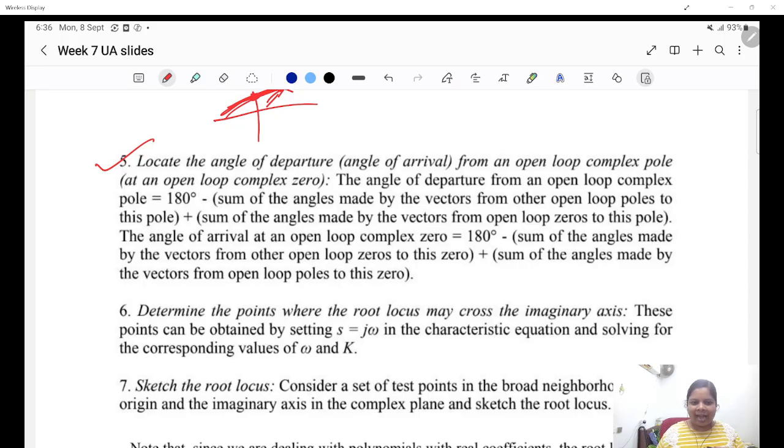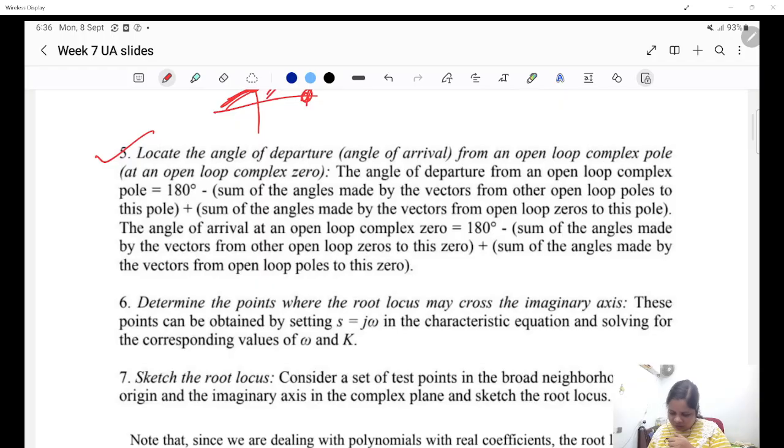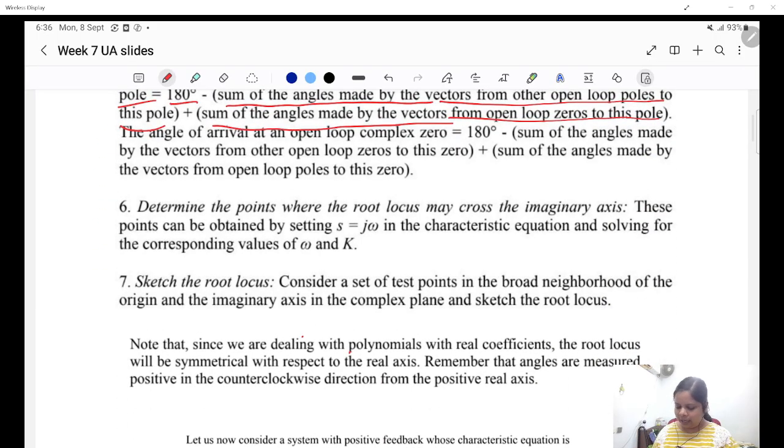It is angle of departure or angle of arrival. If it is getting out from a pole, it is the angle of departure. If it is coming to a zero, then it is the angle of arrival for that zero. The angle of departure from an open loop complex pole is 180 degrees minus the sum of the angles made by the vectors from the other open loop poles to this pole plus the sum of the angles made by vectors from open loop zeros to this pole. We'll go through this. We have the question there, but this is basically to know at what angle it is either departing from the pole or arriving at a zero.